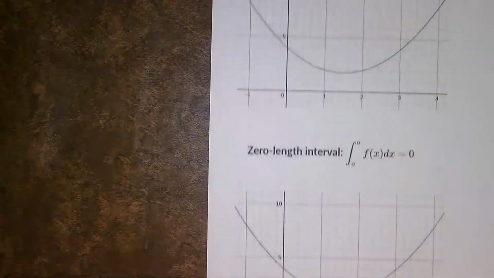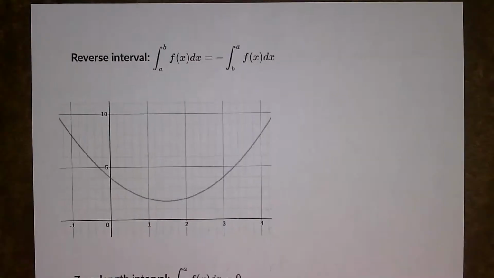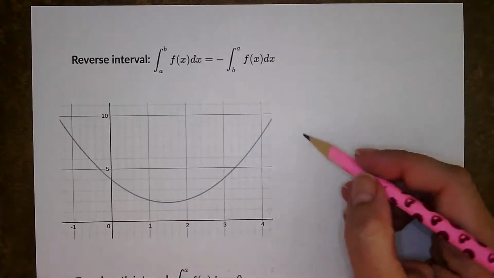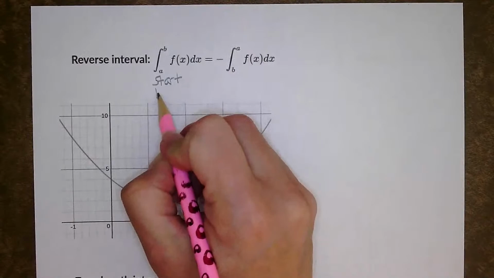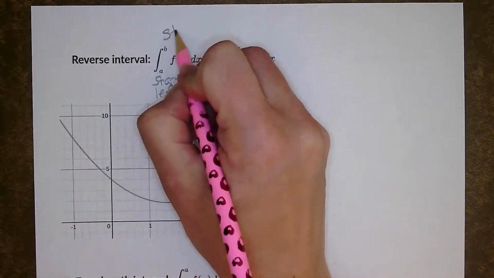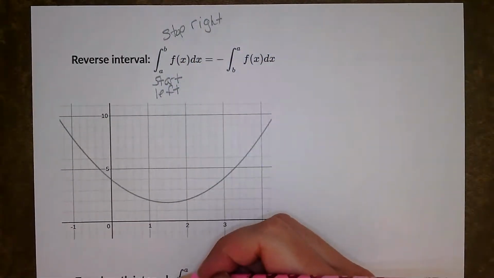Okay, the next property is the reverse integral. The way the reverse integral works is typically we start on the left and stop on the right with an A and B value.